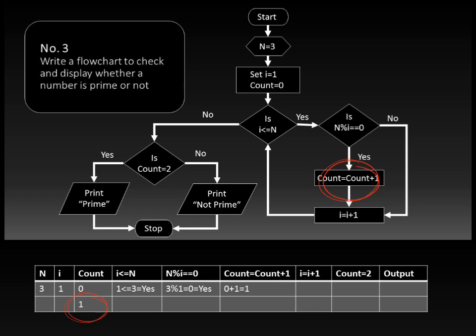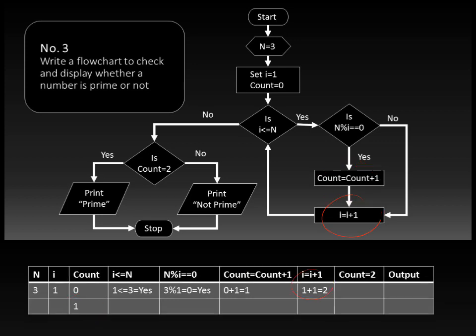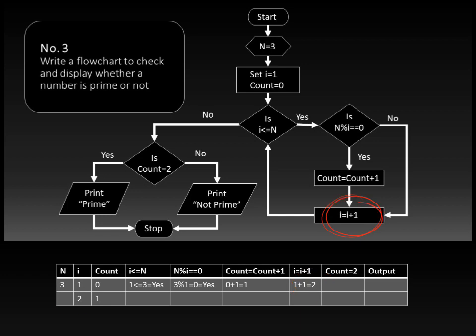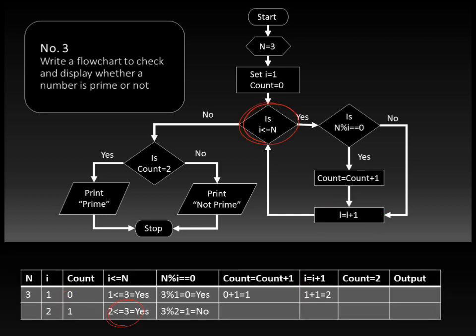So, let's proceed. i equals i plus 1. So, the value of our i here is 1. So, 1 plus 1 equals 2. So, this 2 we will put here as the value of i. So, we go back to i less than or equals to n. So, the value of our i is 2. So, 2 is less than 3. So, it's a yes, right?